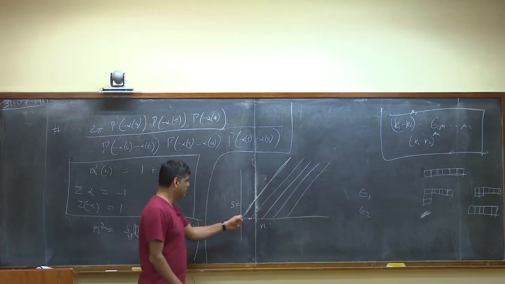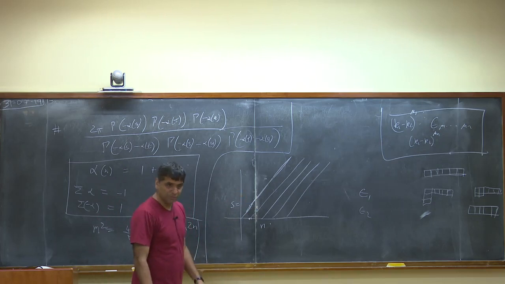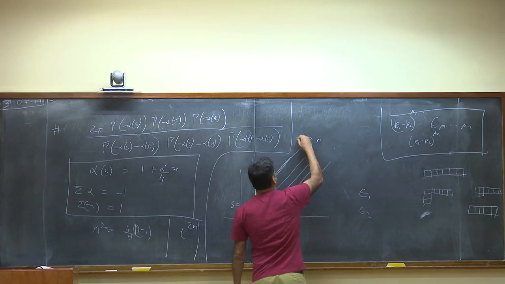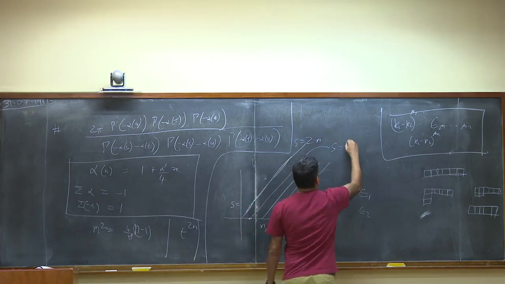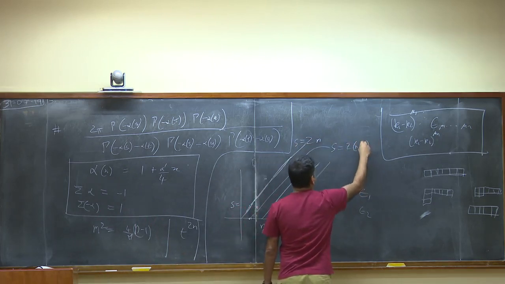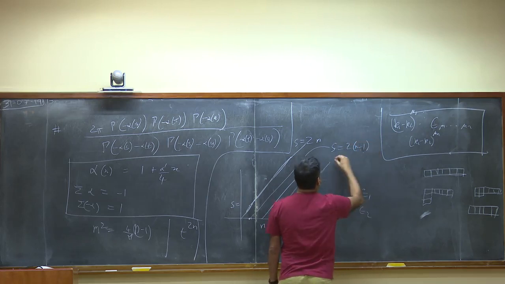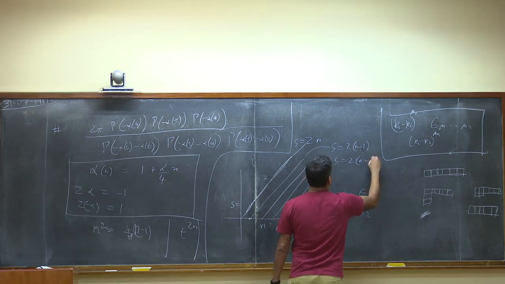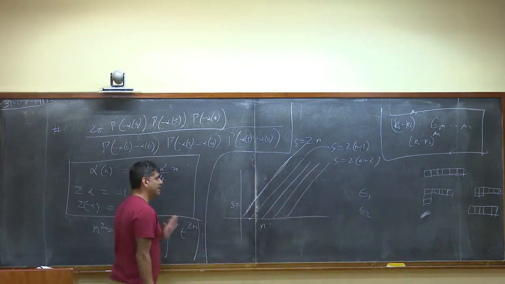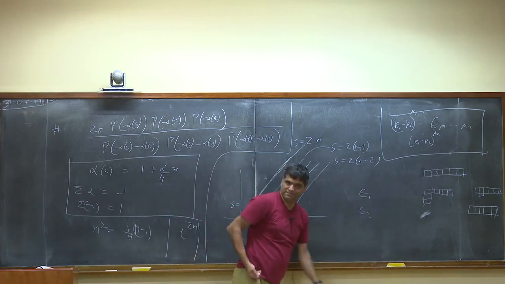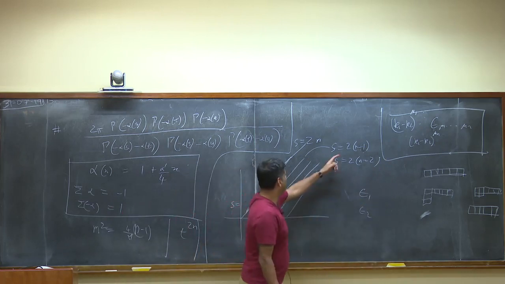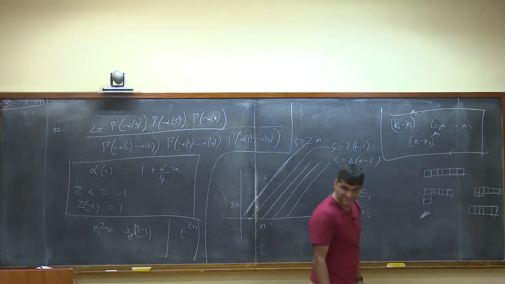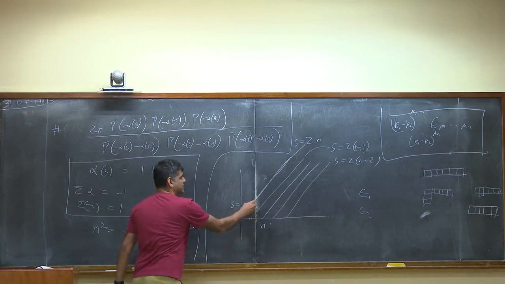As we've argued, S can only decrease in units of 2. So this is the line S is equal to 2n. This is the line S is equal to 2 times n minus 1. S is equal to 2 times n minus 2, and so on. And these lines go on forever. There's no limit to where this goes. These lines are called Regge trajectories.